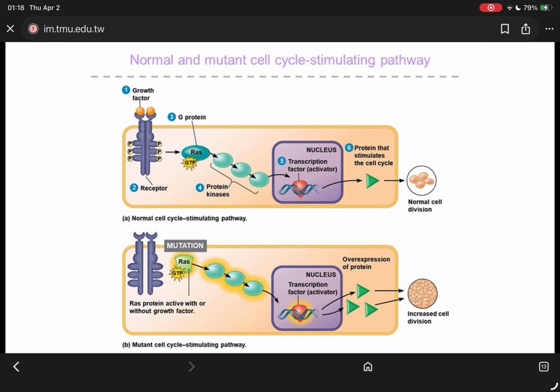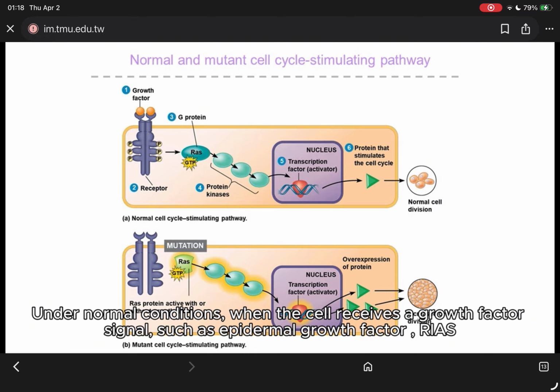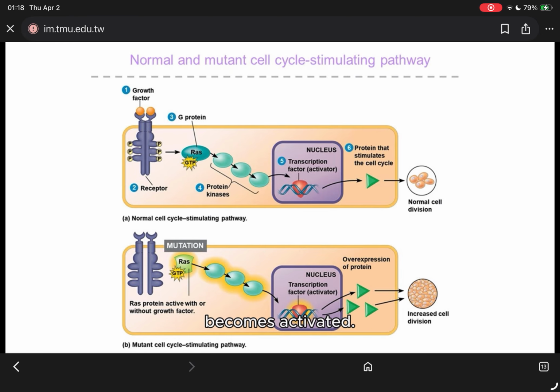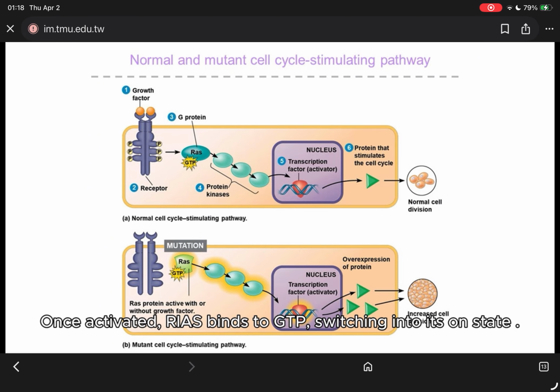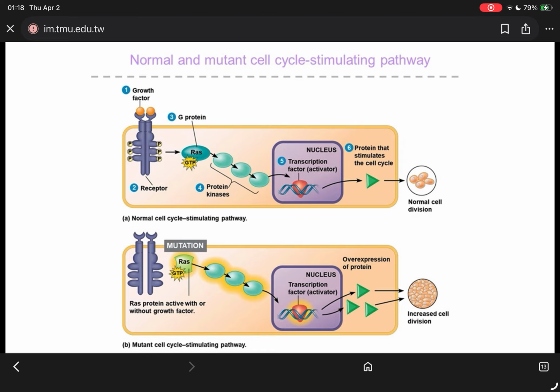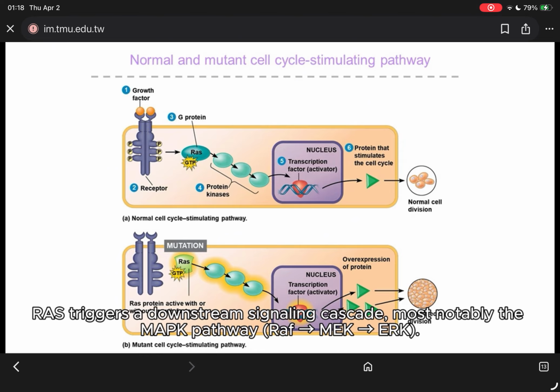In a healthy cell, RAS functions as a small GTPase. Under normal conditions, when the cell receives a growth factor signal, such as epidermal growth factor, EGF, RAS becomes activated. Once activated, RAS binds to GTP, switching into its on state, RAS-GTP. In this active form, RAS triggers a downstream signaling cascade, most notably the MAPK pathway, RAF-MEK-ERK.